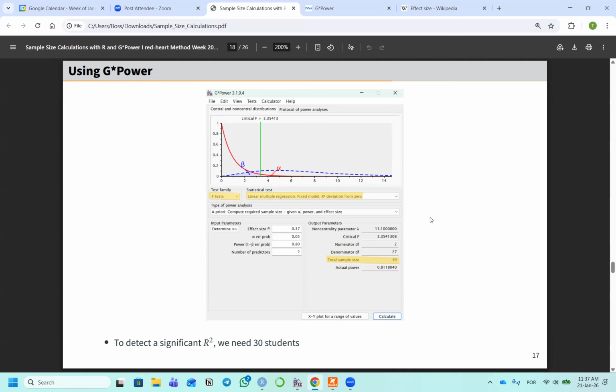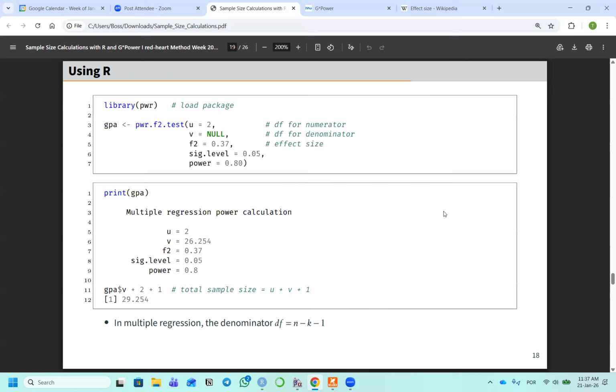So I will repeat the same exercise using R, but using a different function under the pwr package. In the case of ANOVA, I used pwr.anova.test, but here I will use pwr.f2.test. In the brackets, I have parameters I should know very carefully. u is the degrees of freedom for the numerator, which is equal to the number of predictors included in the model. v is the degrees of freedom for the denominator, which is n minus k minus 1.